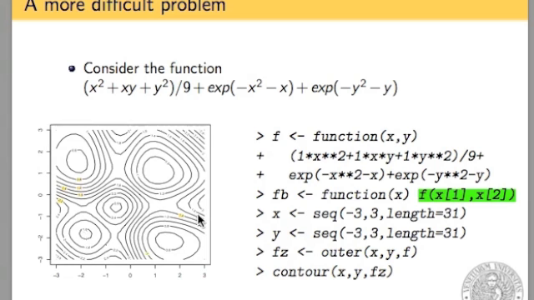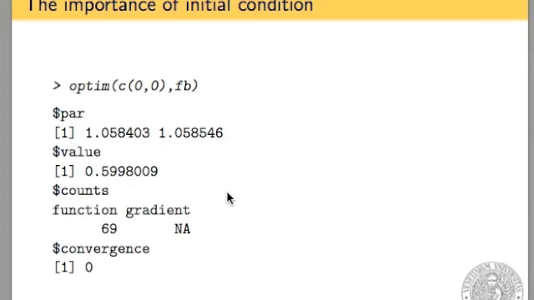So one important problem here is to find the correct initial condition. Assume, for example, that we start from the point 0, 0, which is here. Roughly speaking, we start from here, and as you see in the next slide, we indeed reach a minimizer.